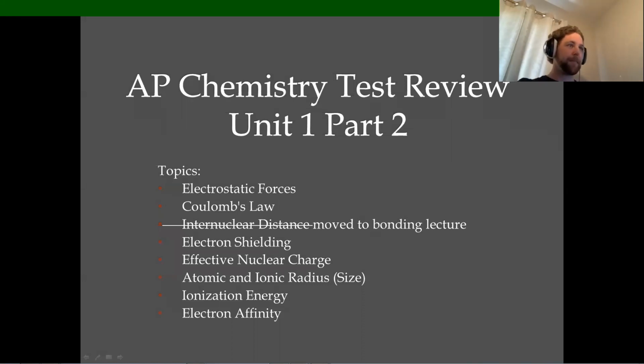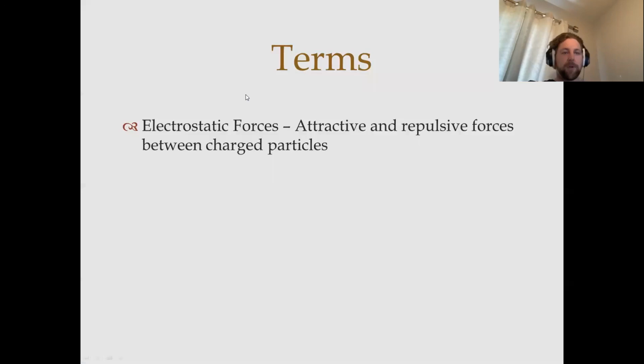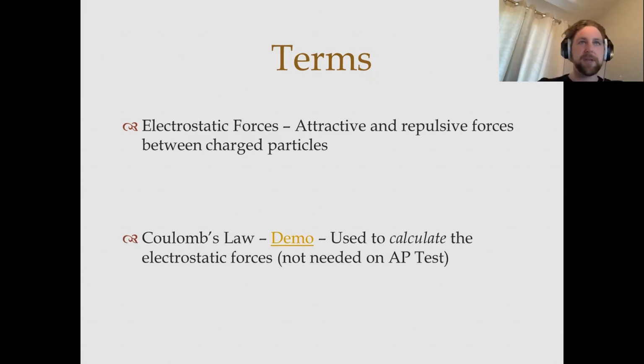A couple things to define early on is electrostatic forces. Electrostatic is essentially the same thing as Coulombic forces. Electrostatic forces in general are the attractive or repulsive force between charged particles. Coulomb's law is more towards calculating the actual force of attraction or repulsion between particles. But whether we use the word Coulombic forces or electrostatic forces, they essentially mean the same thing.